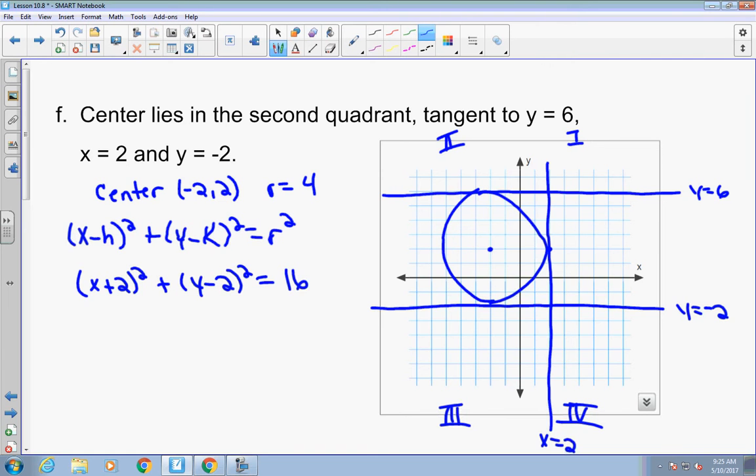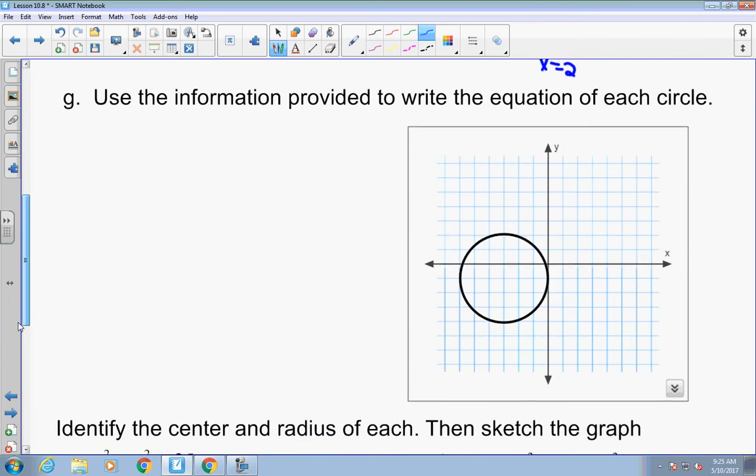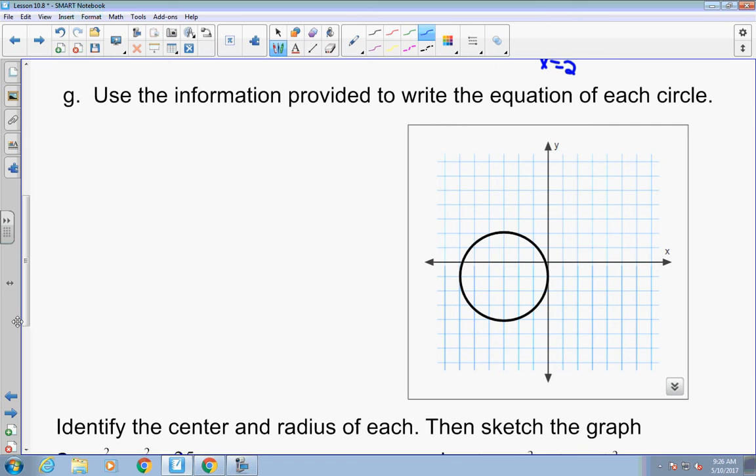All right. Let's do another one. Use the information provided to write the equation of the circle. Again, I want to know what the diameter is. Remember, your diameter is the longest chord in a circle. So it looks like both of these might be diameters, and they're the same length. They're both 1, 2, 3, 4, 5, 6. They're both 6, which means my radius is what?